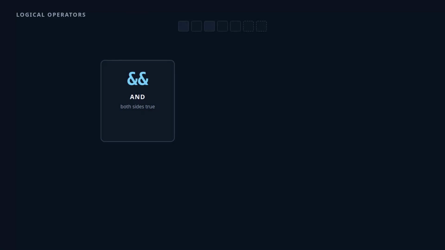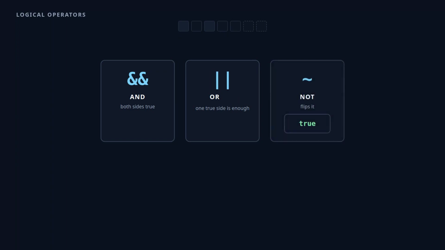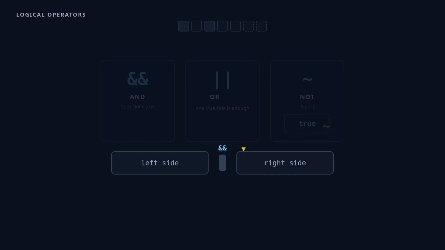Here's the syntax. Double ampersand means and. Both sides have to be true. Double pipe, 2 vertical bars, means or. One true side is enough. Tilde means not. It flips true to false and false to true.